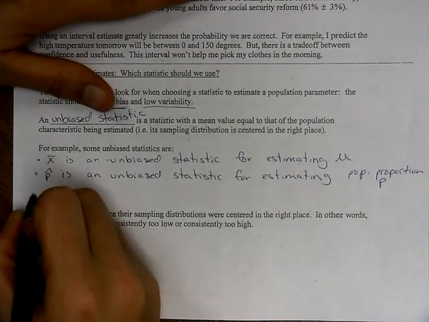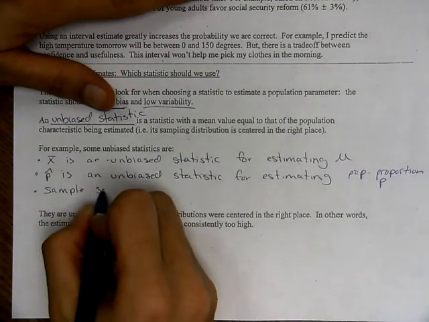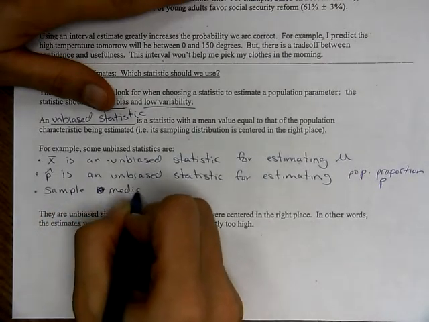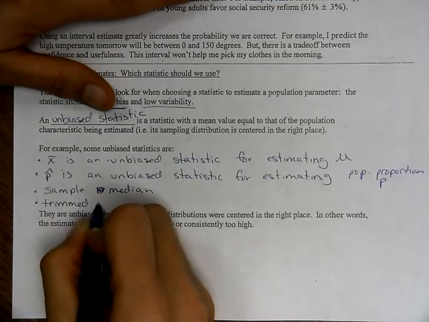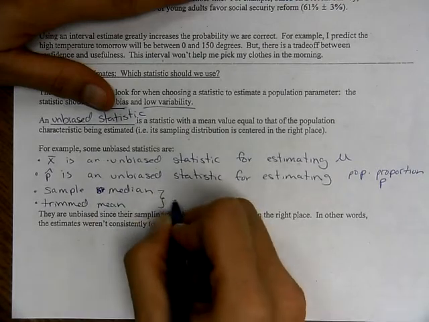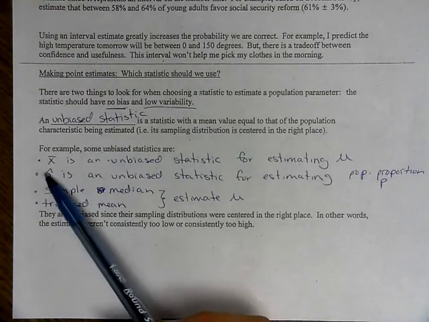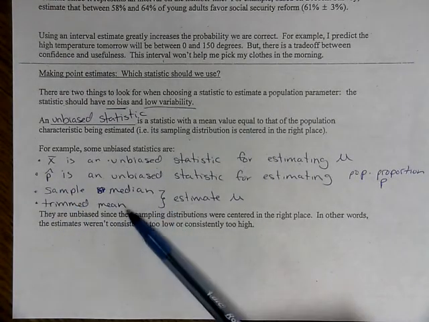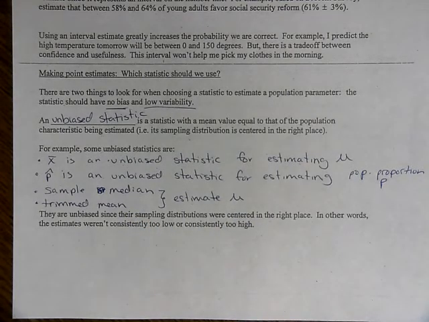Now, we can also estimate mu using a sample median if we feel like it's a skewed distribution, or we can sometimes use a trimmed mean. These are used to estimate mu. Obviously, X bar is the best one, but we can use the sample median or the trimmed mean. Remember, that's where we take off some stuff from the top and the bottom to estimate the mean. They are unbiased since their sampling distributions are centered in the right place. In other words, these estimates weren't consistently too low or too high.